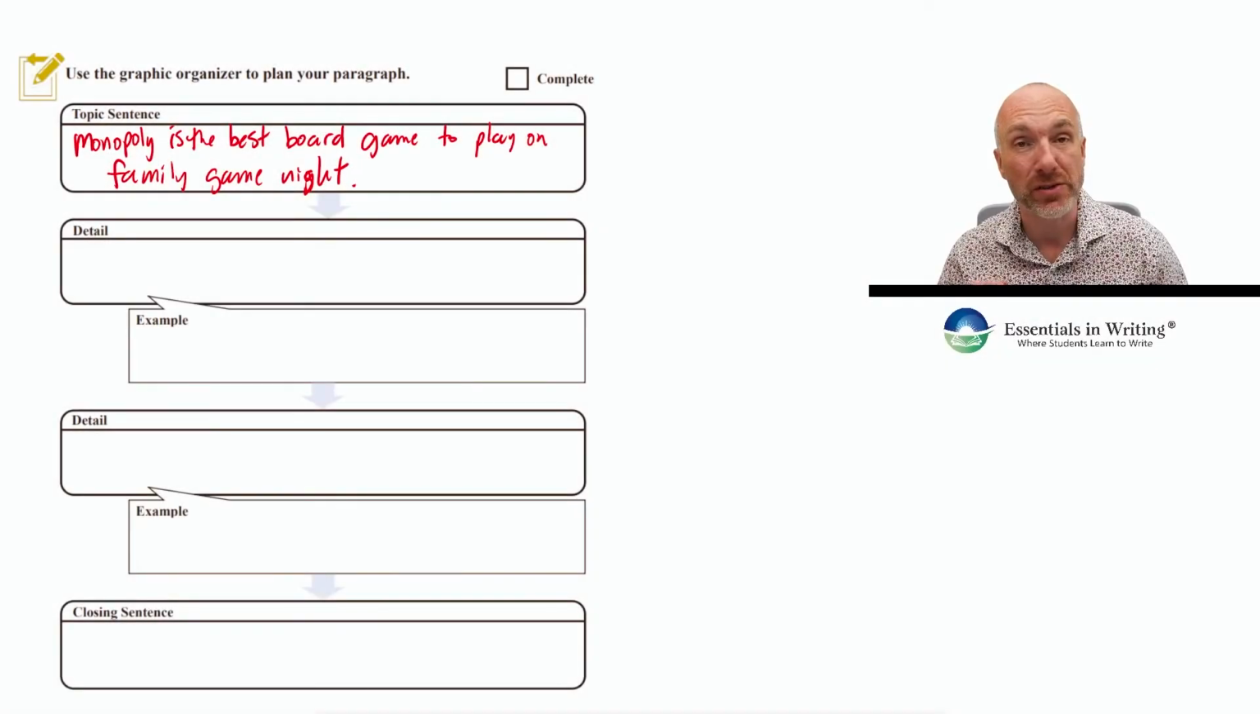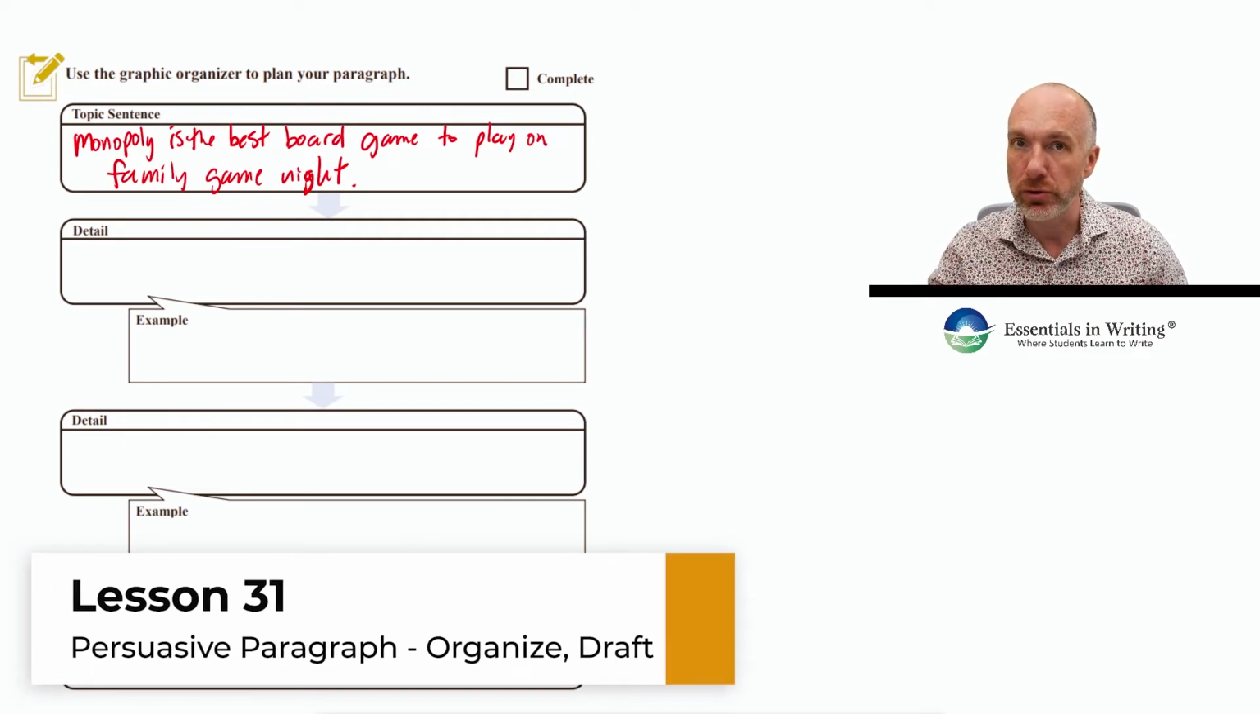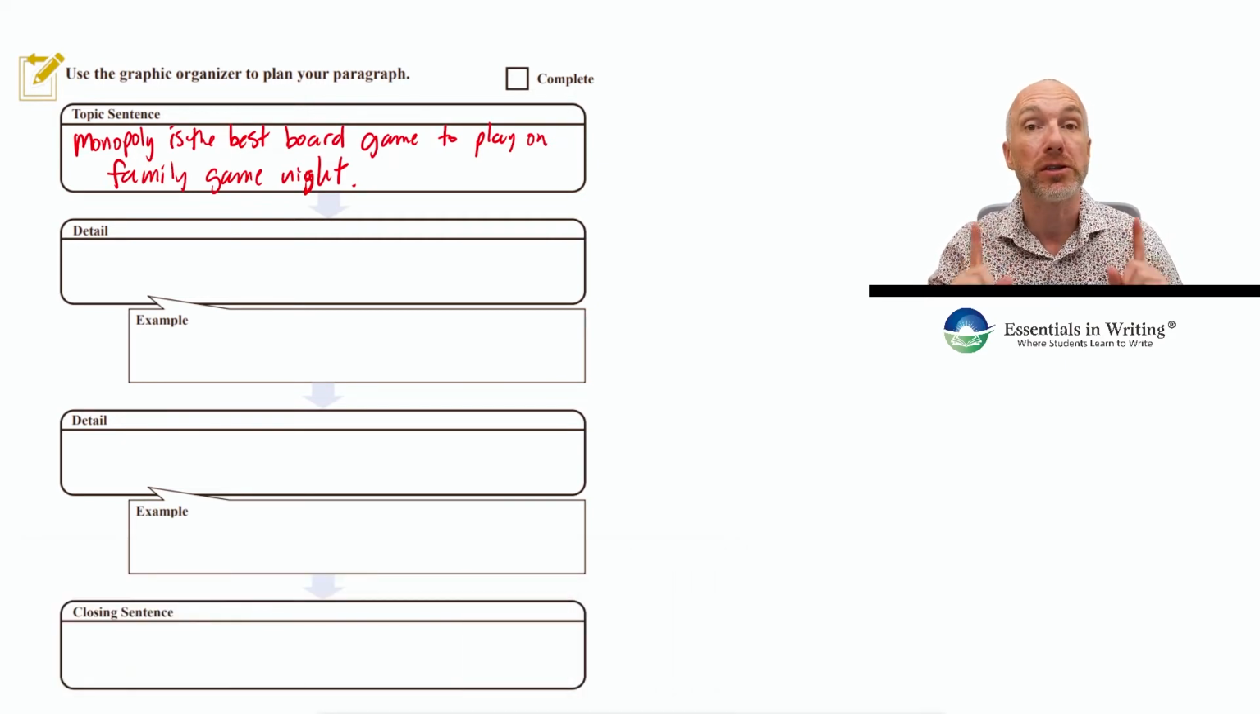Organizer first. Remember, this organizer is designed to get the content or the thoughts on the paper, and then we will draft it into sentences. So we want it to be two separate activities. So let's go ahead and do that.